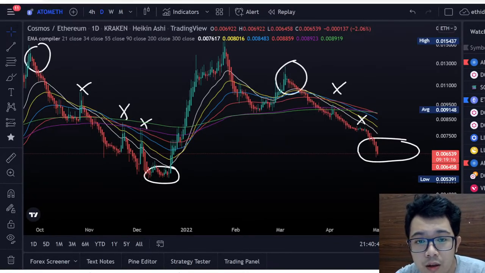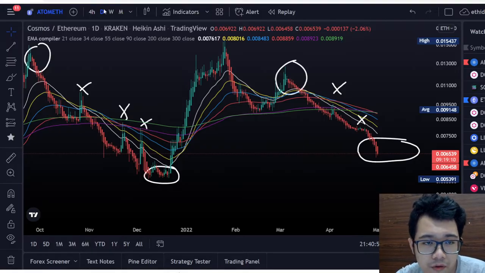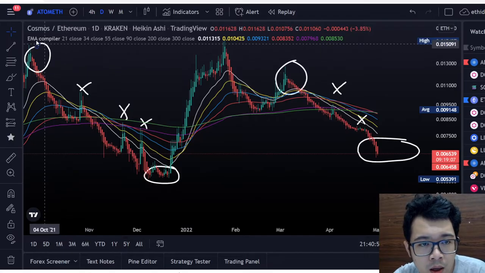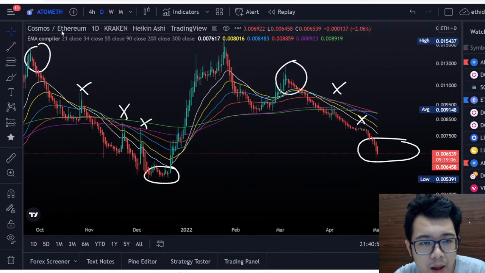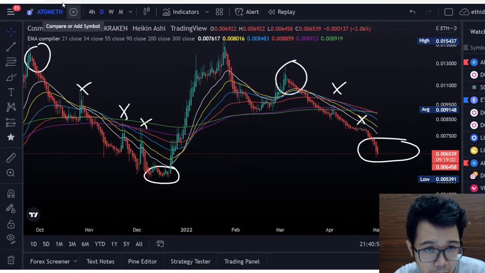Hey everyone, today we talk about how to profit in Atom Cosmos versus the dollar index. First, we talk about Atom Cosmos divided by Ethereum. So you type Atom ETH in here.